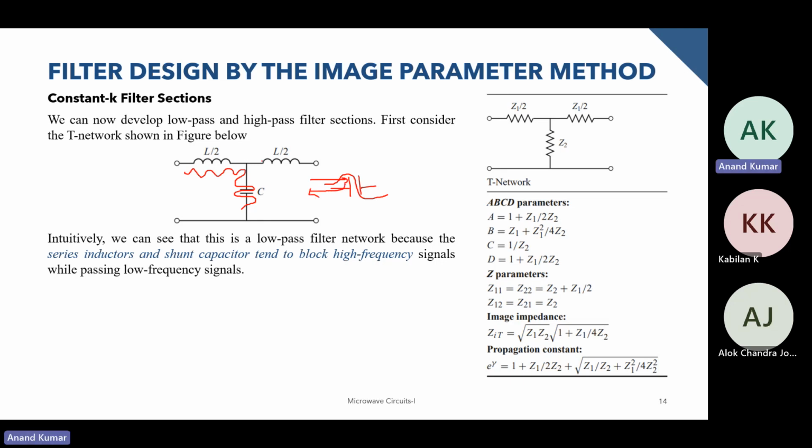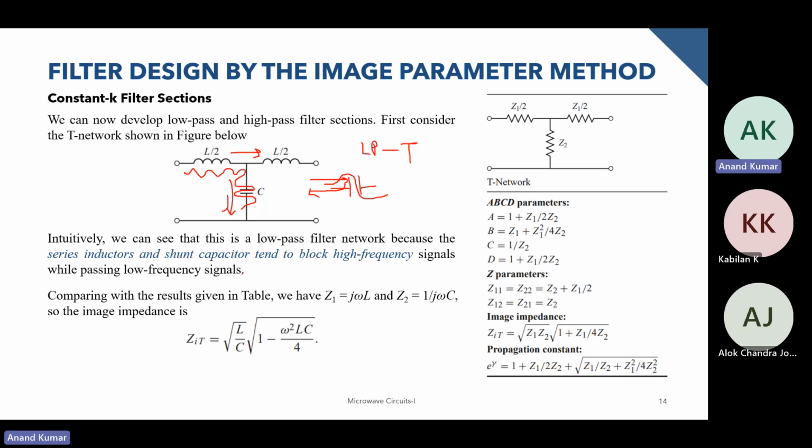If you find it confusing, sometimes I get confused too, so I just see where the capacitor is and believe that AC will pass through it. For high frequency signals, this will get blocked because it will go to the ground, and the low frequency signals, for example DC, will pass through it. Okay, so we're looking at low pass and the T network.